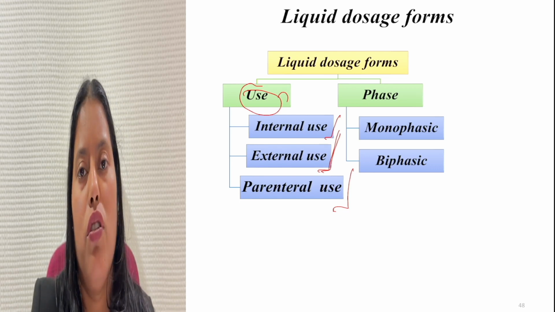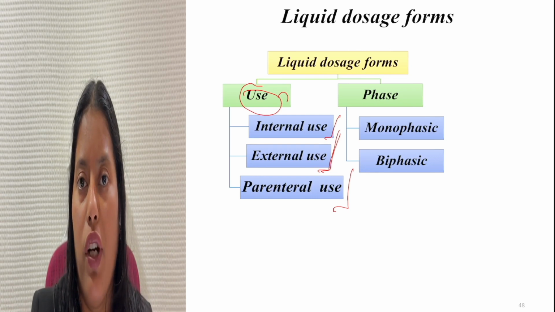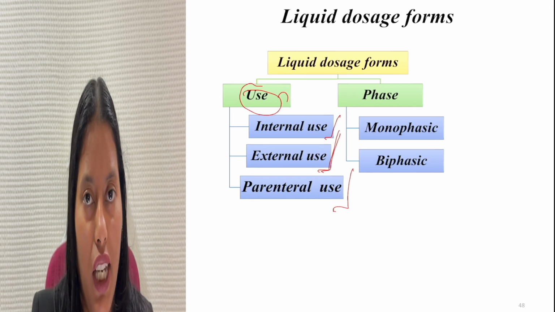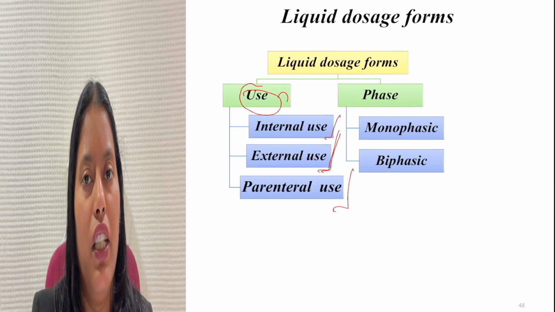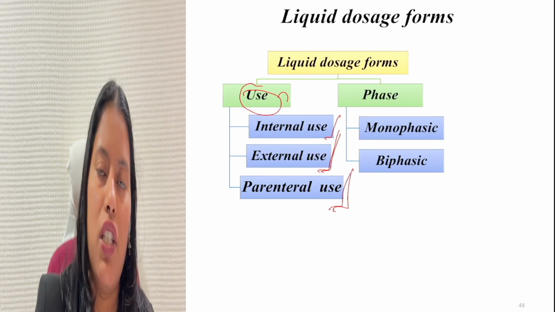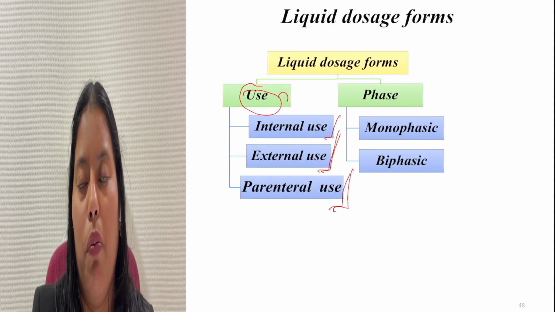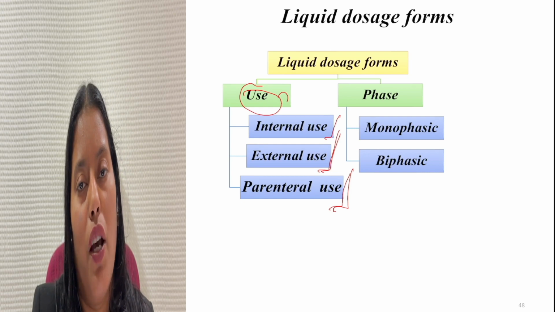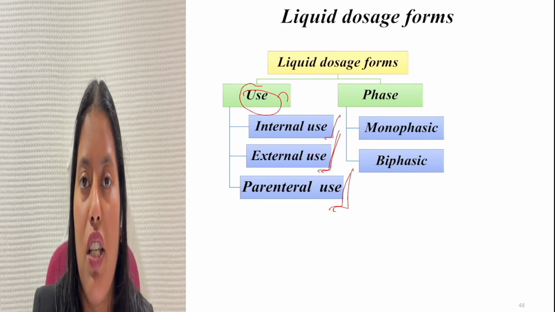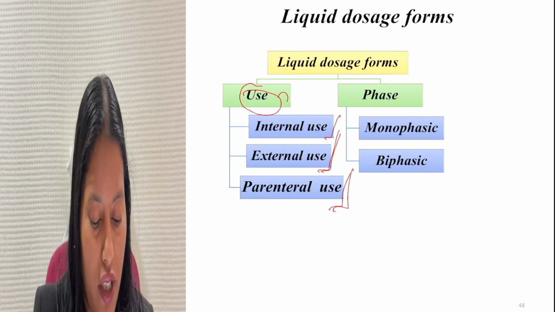So external use formulations are those which you instill into body cavities like eye, ear, nose, vagina, then onto your skin and into your mouth cavity. Parenteral use formulations are those which you directly inject into the blood circulation. So various subcutaneous, intradermal, intramuscular, intravenous injections are the parenteral use formulations.